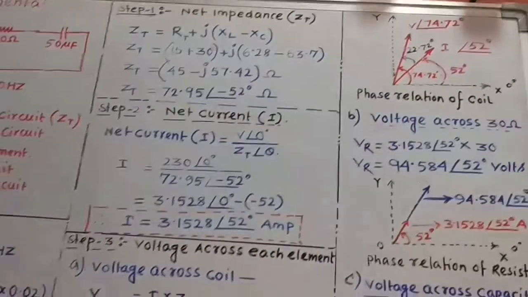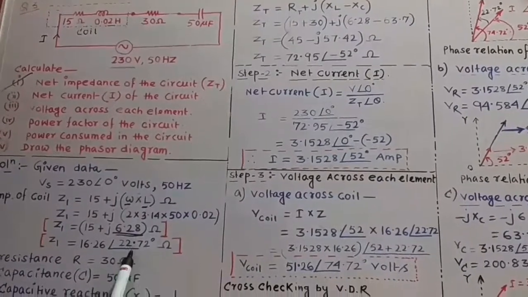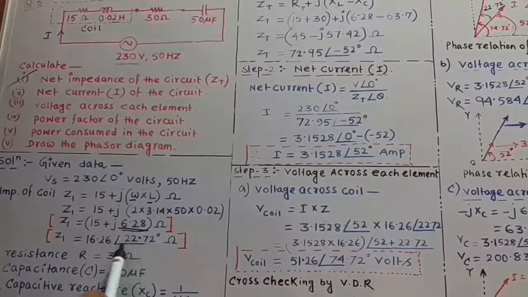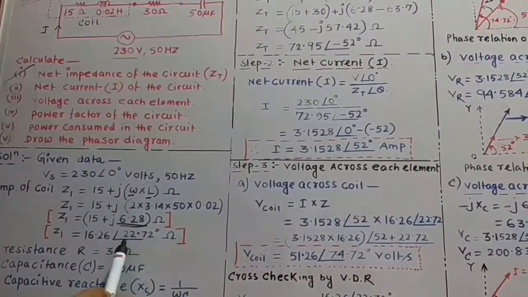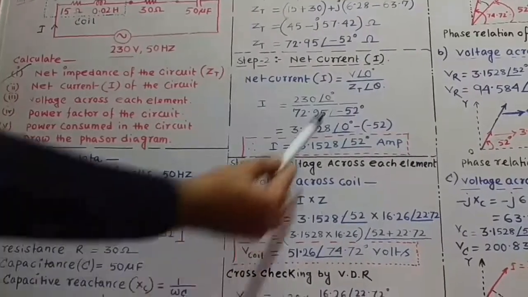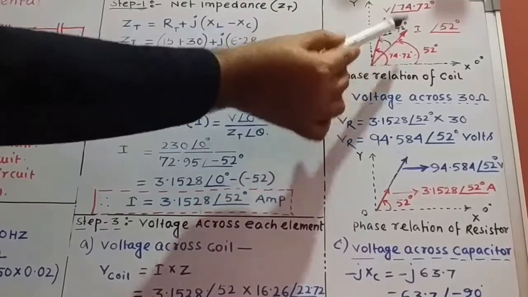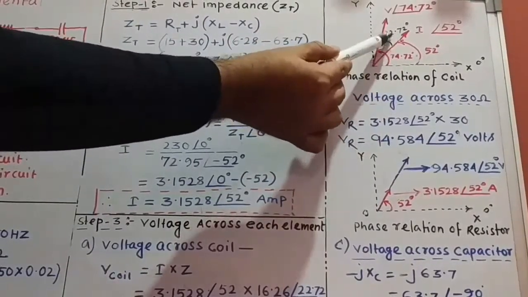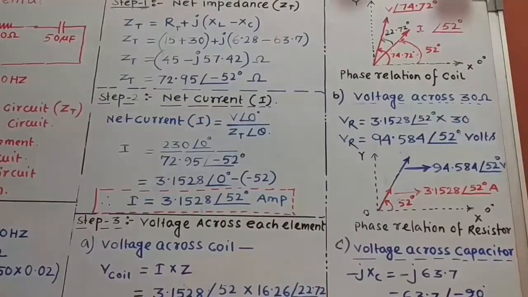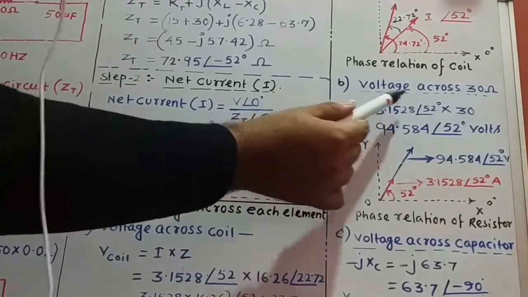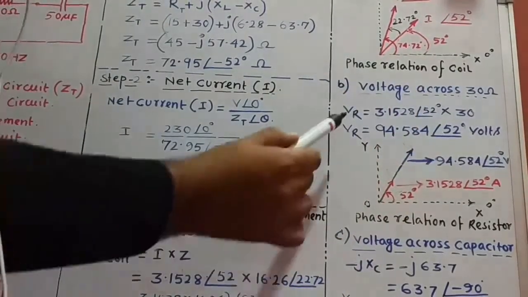So that is nothing but this angle, the impedance angle of the coil, 22.72. You can see, if you subtract this, 74.72 minus 52, you will get the same angle. Now step number B, voltage across 30 ohms, that is VR.